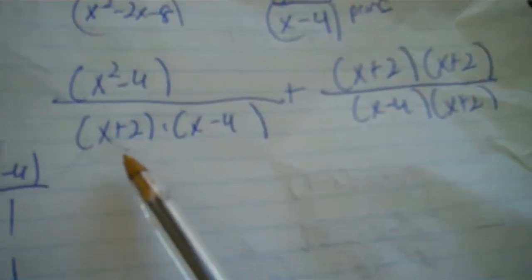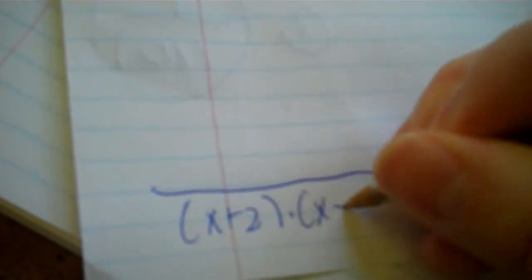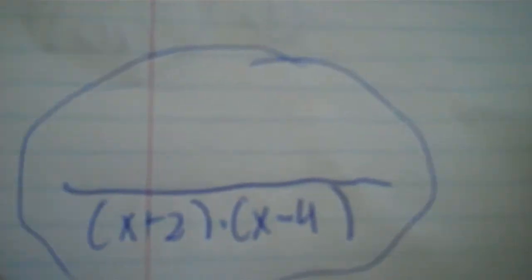Now, unfortunately, there's no equals in this problem, so you can't just cross out the bottoms. You need to come down here and write x plus 2, because you're not solving an equation, you're simplifying. So that this is my answer. I know what the denominator is.